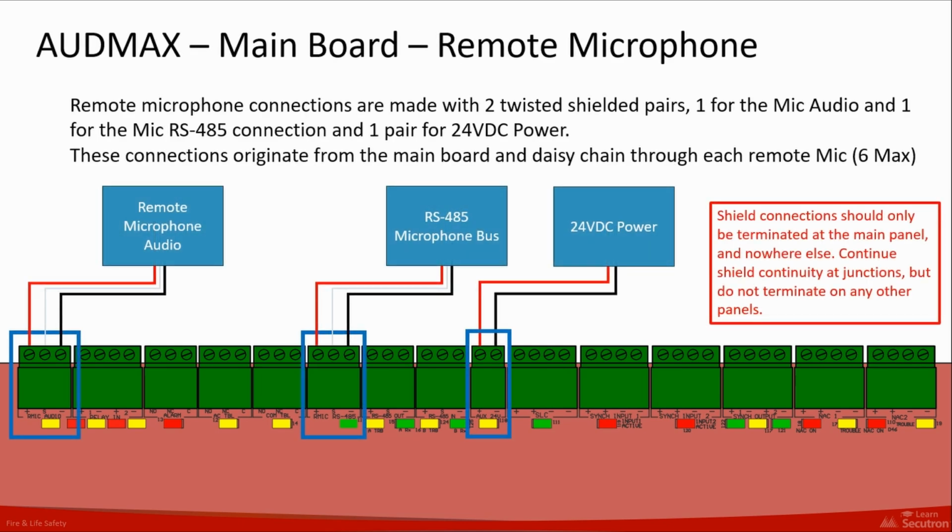The remote microphone connections on the main board require careful attention to ensure proper functionality. These connections include two shielded twisted pairs, one for microphone audio and one for RS-485 communication. Additionally, a third pair supplies 24 VDC power. The connections originate from the main board and are daisy-chained to each remote microphone, with a maximum of 6 supported. To maintain signal integrity, shield continuity must be preserved, and shields should be terminated only at the main panel. This setup ensures clear and reliable communication across the system.